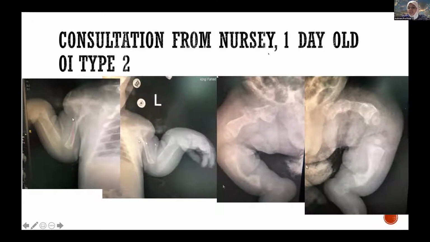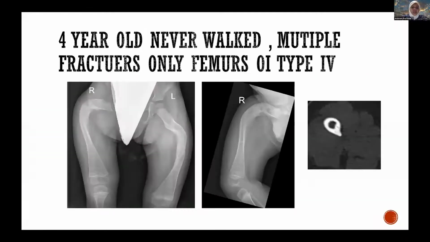This is a consultation from the nursery, a 1-day-old child with osteogenesis type 2. The child was born already with multiple fractures at different levels of healing. So that's a typical type 2. It is lethal, and this child unfortunately died within 2 months. She couldn't even get out of the nursery.